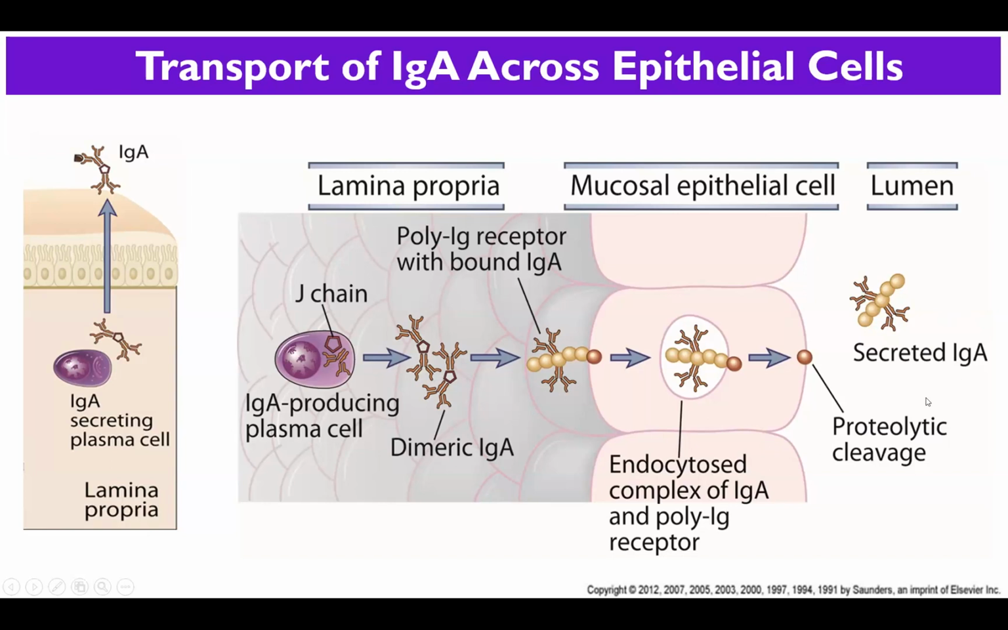And once it's there, it retains the rest of the poly-Ig receptor. The question is, what's the function of the poly-Ig receptor domain or molecule that is left bound to the J chain? Why is it important?